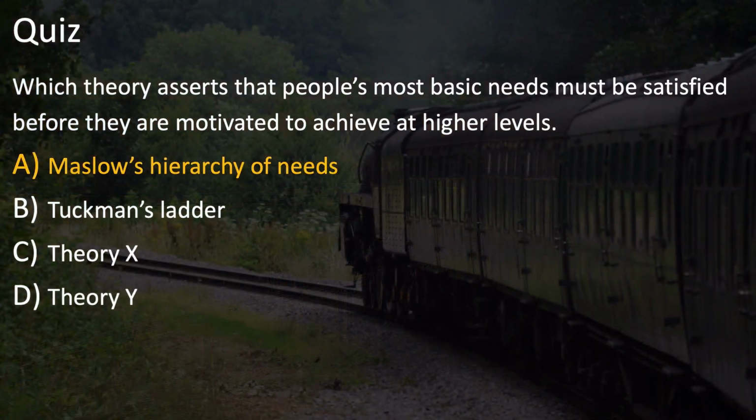We've already covered Tuckman's ladder, which is about forming, storming, norming, performing, and adjourning, as well as Theory X, which is about people not being motivated, and Theory Y about people being inherently self-motivated. So that leaves just Maslow's hierarchy of needs. So you could answer this question by a process of elimination. On the other hand, you could remember that Maslow's hierarchy of needs has this pyramid shape in which those needs at the bottom have to be satisfied before going to higher levels.